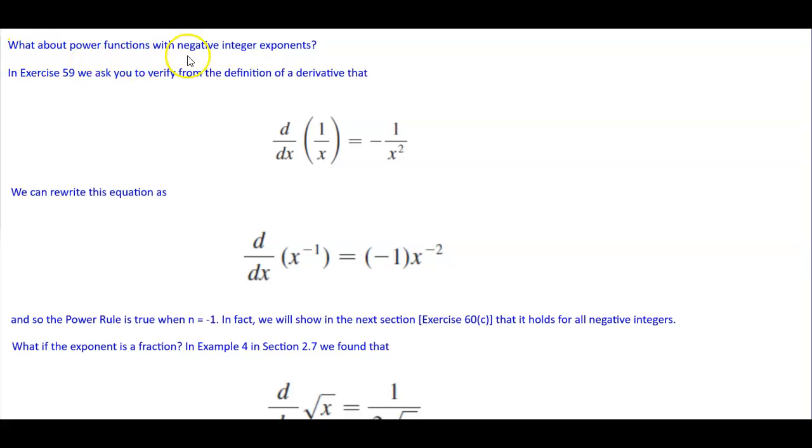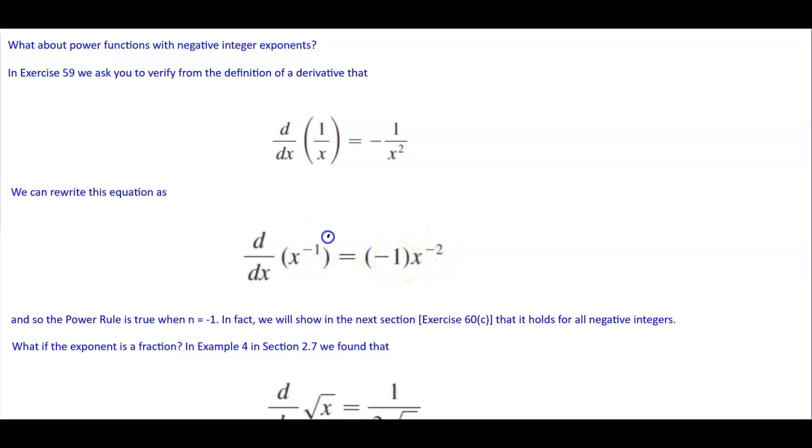Now what about power functions with negative integer exponents? In exercise 59, we ask you to verify from the definition of a derivative that d with respect to x of 1 over x is equal to negative 1 over x squared. Now we can rewrite this equation as d over dx, x to the negative 1, and then if we want to use the power rule, then this becomes negative 1.